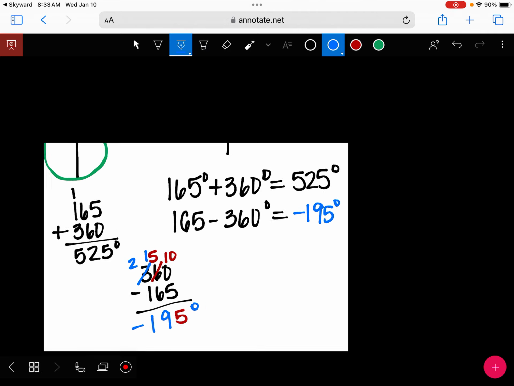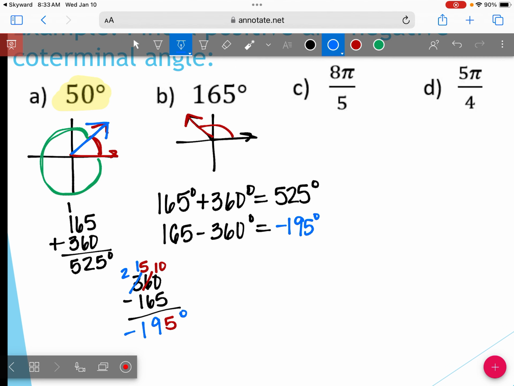So all three of these angles, again, they're coterminal. They all end at the same point on the track. They're coterminal angles. Now, for an angle that's in radians, we have to add it in radians. So we're not going to add 360. We're going to add 2 pi.